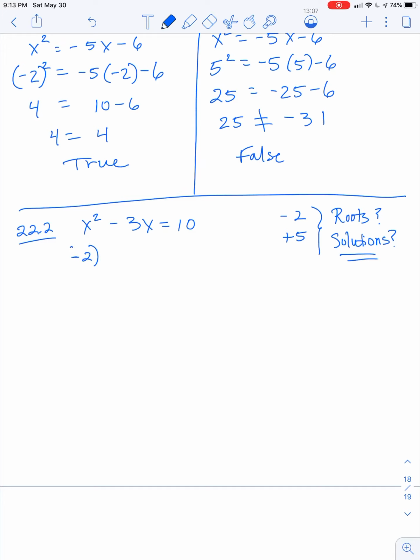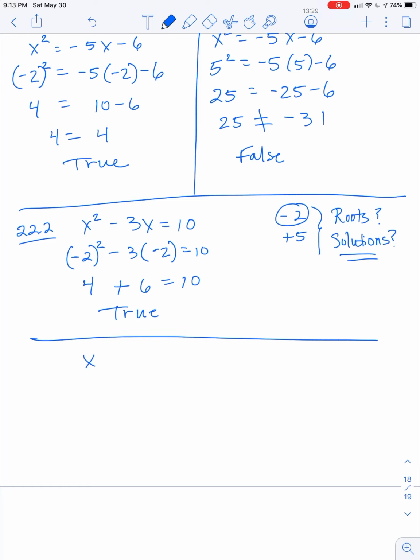All right, so we're going to put a negative 2 in for x. We already kind of did that, didn't we? Oh, no, this is a different equation. Minus 3 times a negative 2 equals 10. So we have 4 plus 6 equals 10. That is true, isn't it? Okay, so negative 2 is a root of the equation.